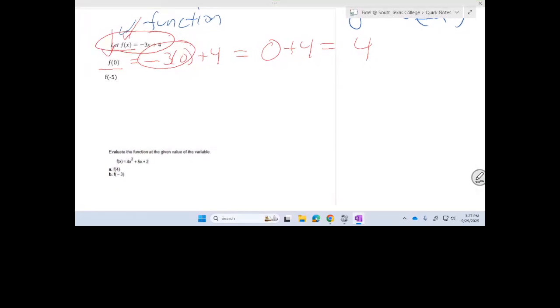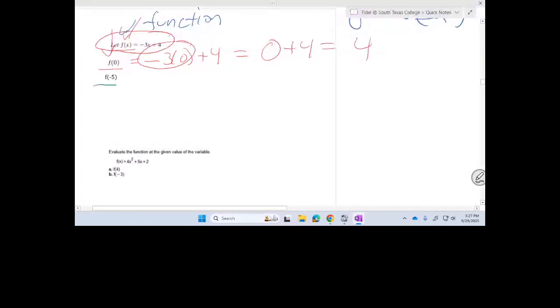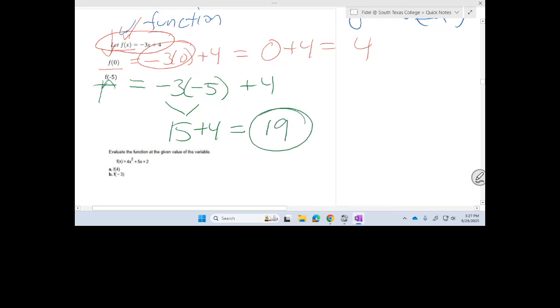All right, I'm going to do the same thing with this part right here. Whatever number I have on the inside, y'all, is telling me that's the number you're going to plug in for x. So look, we're going to go negative 3 times negative 5 plus 4. Anybody know what's negative 3 times negative 5? 15, right? Very good. And 15 plus 4, y'all, should just be 19.